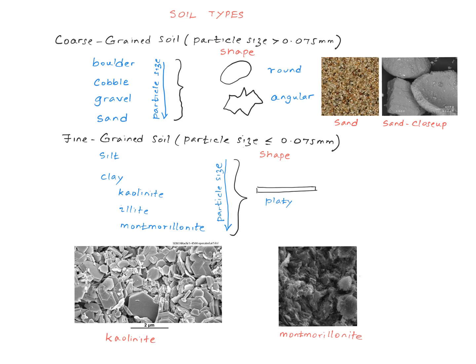Here is a picture showing a sample of sand, and here is a picture showing the close-up of three particles. This is an electron micrograph of a sample of kaolinite, where you can clearly see the particles are platy. The montmorillonite particles are platy as well, but the thickness of the plates is so small that they tend to curl up, like you can see in this picture.